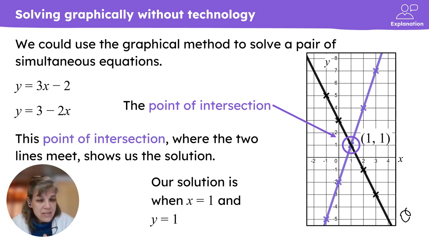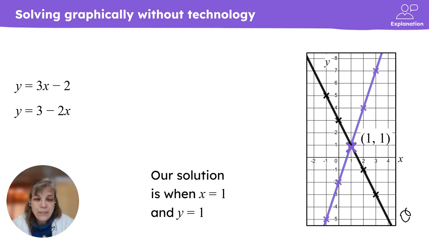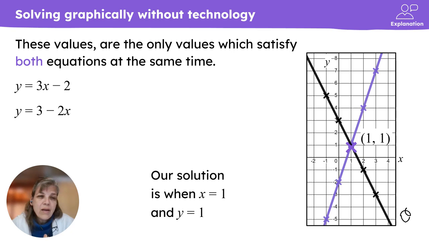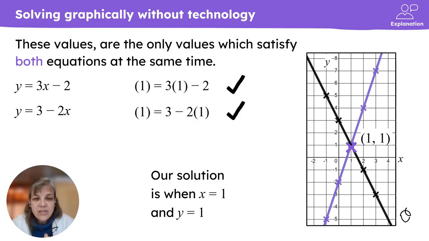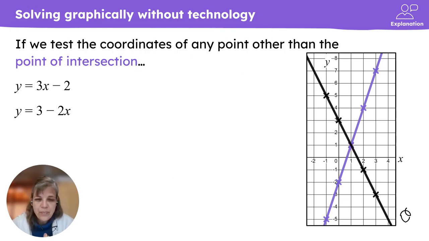Shows us where they meet. So our solution is x is 1, y is 1. And that is the only point which is true for both equations. If you were going to try these values, you would see that they work for both equations. They are true when you put in x is 1, y is 1.